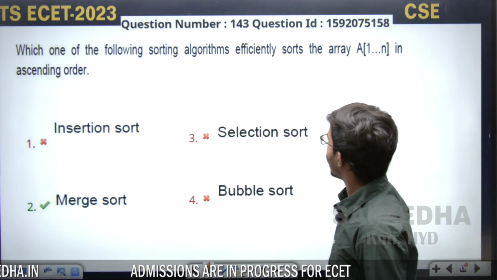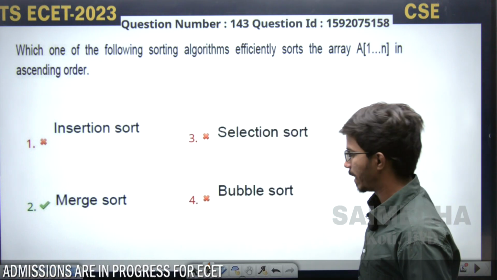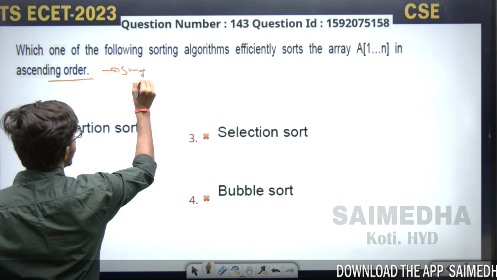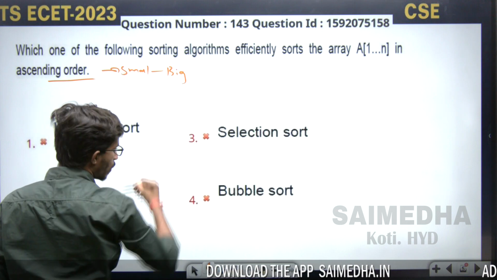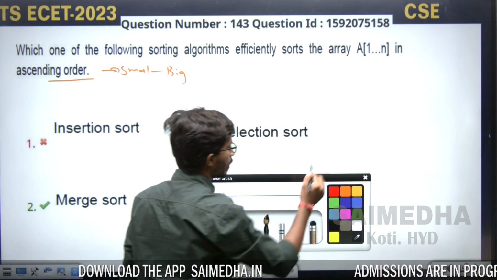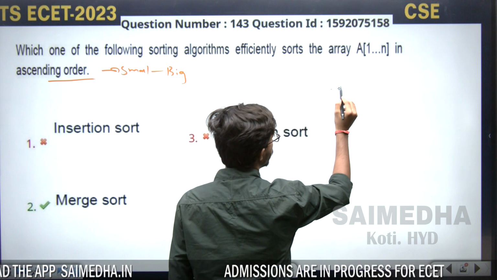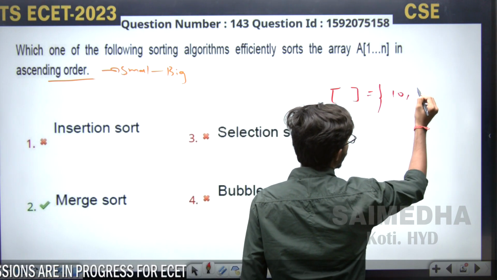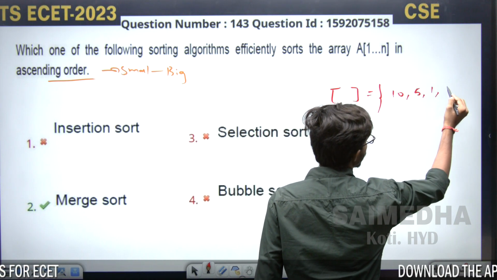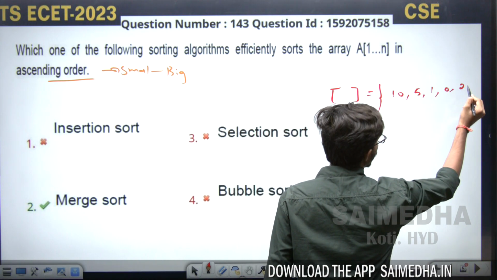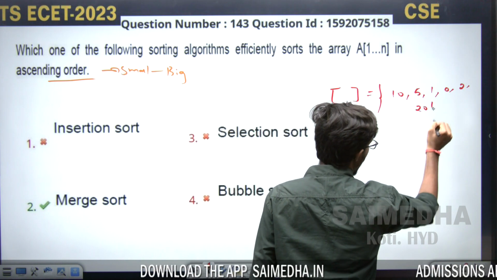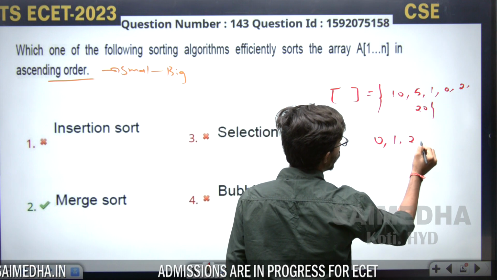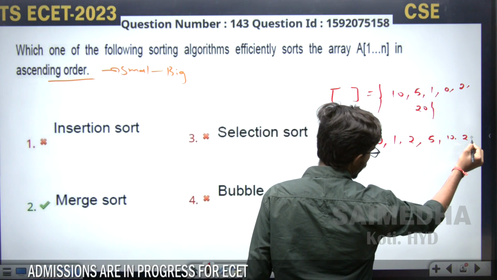Which of the following sorting algorithms efficiently sorts the array in ascending order? What do you mean by ascending order? Small to big. So we have an array, let's take an example. Suppose we have an array of data, this is my array. Let's take the data 10, 5, 1, 0, 2, 20. I want to sort this data. If you sort this data, it will be 0, 1, 2, 5, 10, 20. This is ascending order.